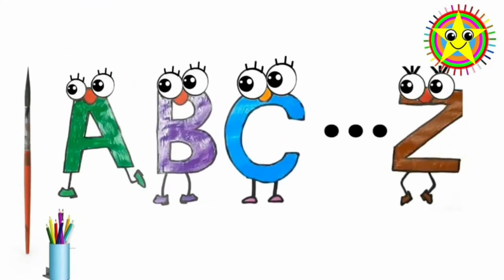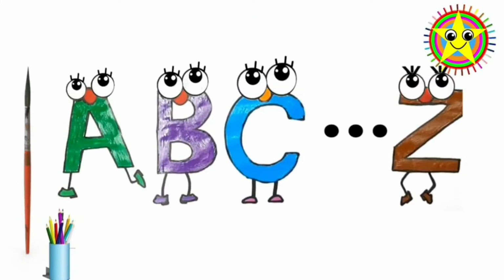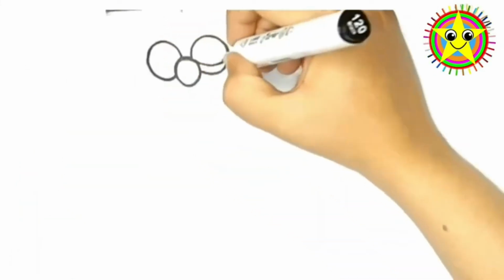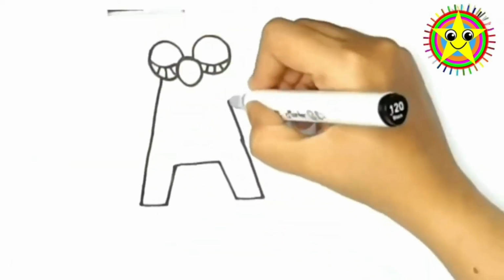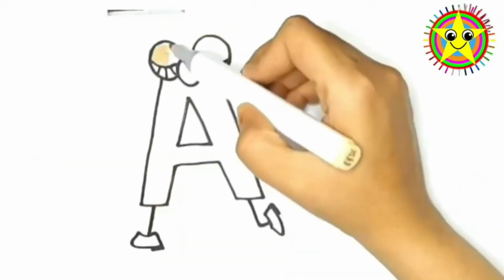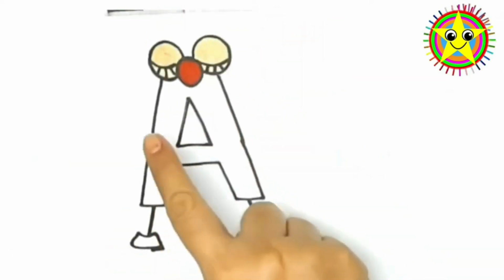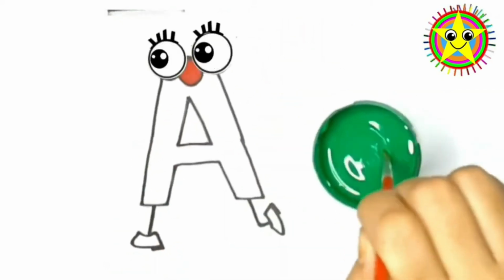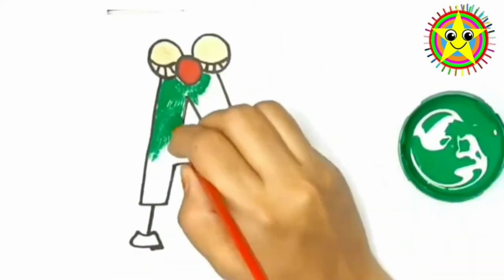Today we are drawing alphabet. Let's draw with me. First, we are drawing the letter A. Oh, look at that. Letter A has magical eyes. Let's do coloring. Green. Wow, it looks super cute.